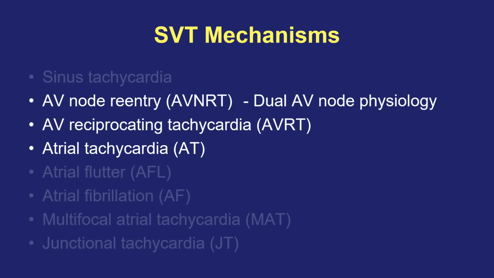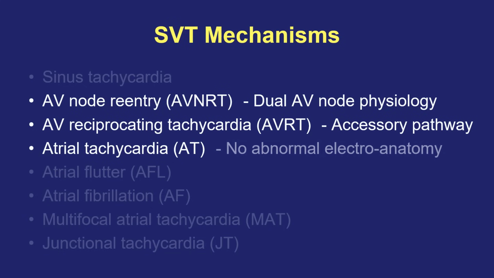In the AVNRT case, you need to have two components of the AV node, dual AV node physiology, for this reentry circuit to occur. In AVRT, you need to have an accessory pathway that connects atrial and ventricular tissue in a way other than through the AV node. And in atrial tachycardia, you don't have any specific anatomic requirements, such as the above two, but instead you have a focal spot or sometimes a very small circuit in atrial tissue that conducts downward and creates a tachycardia from that atrial-only mechanism.